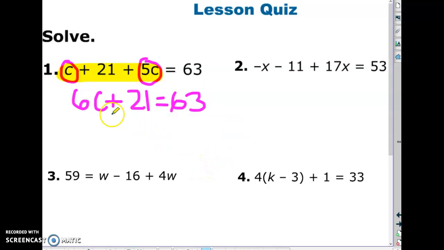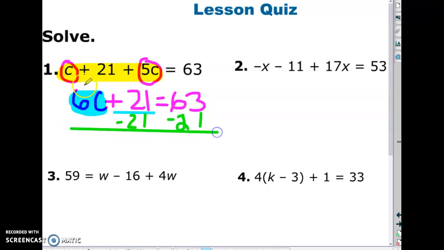And now I want my C value. I want the variable by itself. So I want to get rid of this 21. And the way I can do that is I can add a negative 21 to both sides, or subtract 21. It means the same thing. I'm now going to add down, so I have 6C here. 21 and negative 21 is 0, and 63 minus 21 is going to give me a 42.